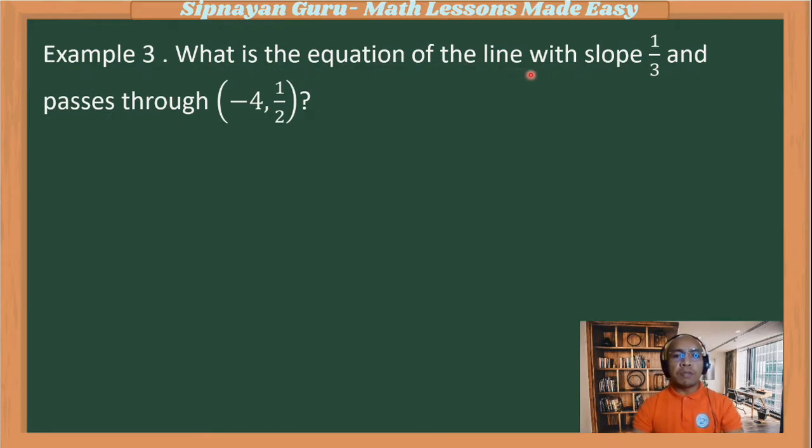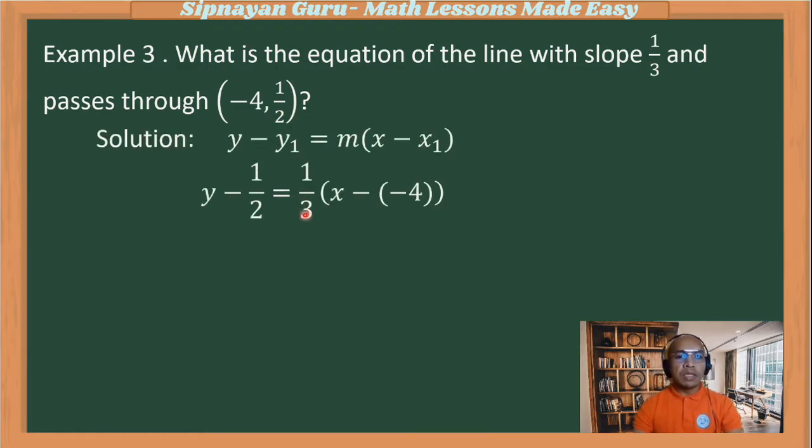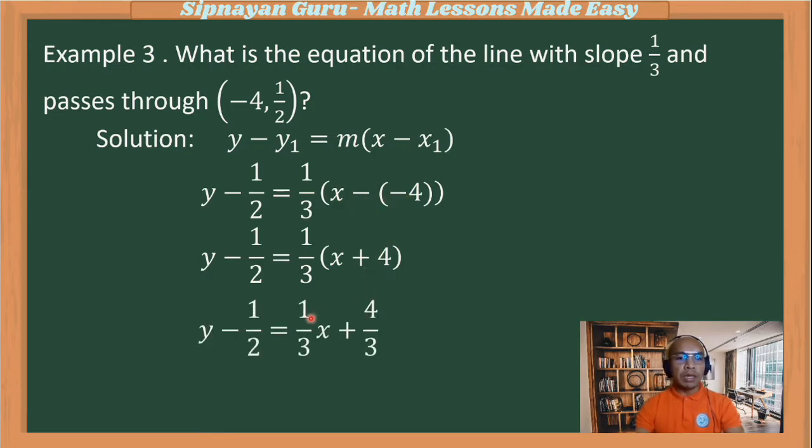What is the equation of the line with a slope of 1/3 and it passes through point negative 4 and 1/2? So substitute to the formula. So y minus our y sub 1, 1/2 is equal to the slope 1/3 times x minus x sub 1, negative 4. For the simplification, y, we just copy negative 1/2. Then copy 1/3. Then negative times negative, so that would be positive 4. So copy y minus 1/2.